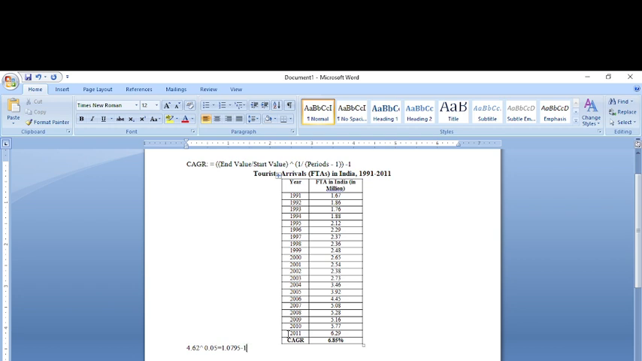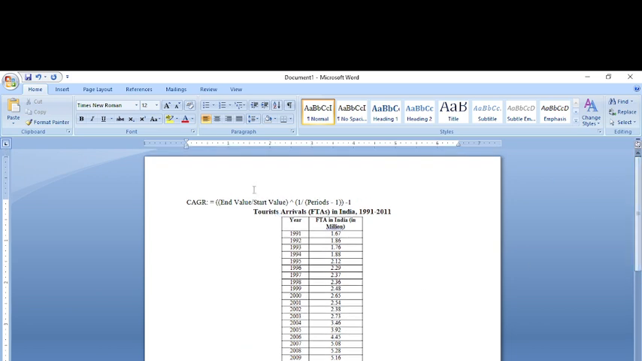But if I want to see a percentage change throughout the period from 91 to 2011, in that case I would have to apply not a simple percentage but compounded percentages. So in simple words, it will be called the compounded annual growth rate, CAGR.